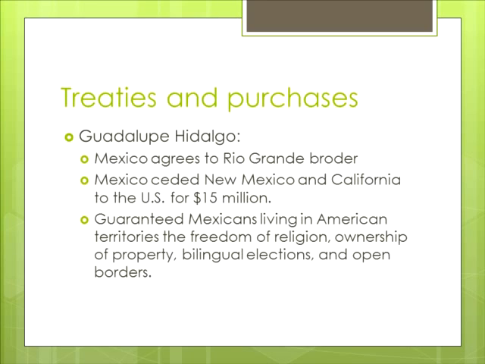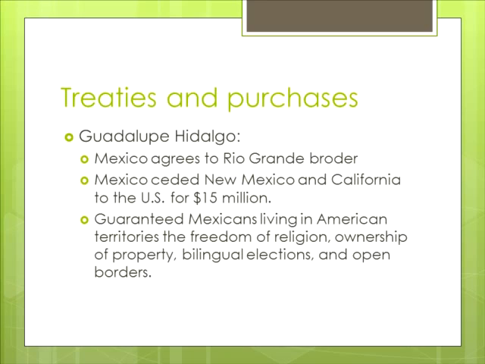We're looking at the treaties and purchases. The treaty that was signed immediately after the end of the war, that signified the end of this war, was the Treaty of Guadalupe Hidalgo. Excuse me. So let's look at some of the details of the Guadalupe Hidalgo Treaty. It said that Mexico has to accept the Rio Grande River as the border.